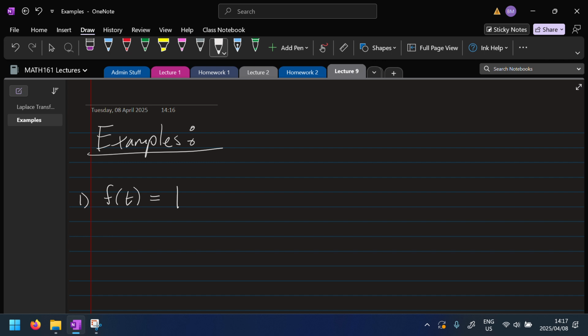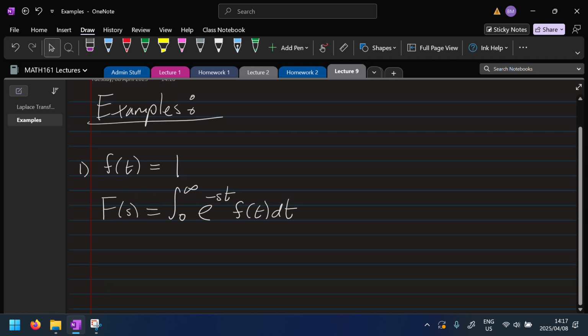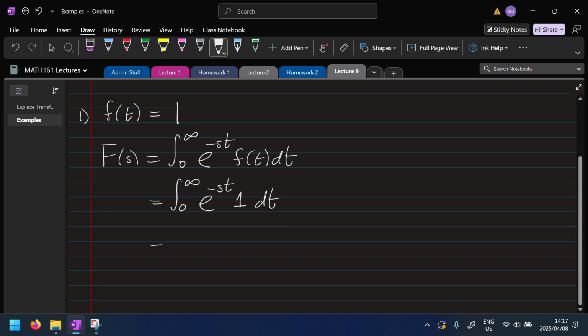Nice and easy. We just want to use the definition of the Laplace transform to find the capital F, the Laplace transform of f. So capital F of s will be the integral from 0 to infinity of e to the minus st, f of t dt. Again, just from the definition. But f of t is just 1, so this will be the integral from 0 to infinity of e to the minus st times 1. We can write that as the integral from 0 to infinity of e to the minus st dt.